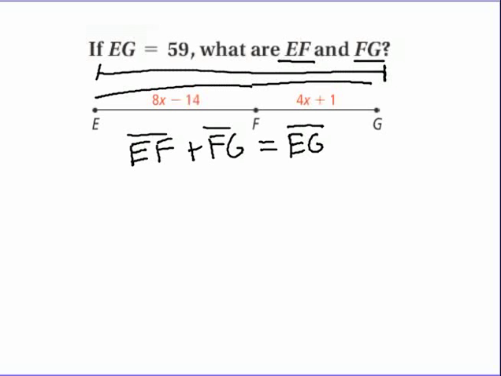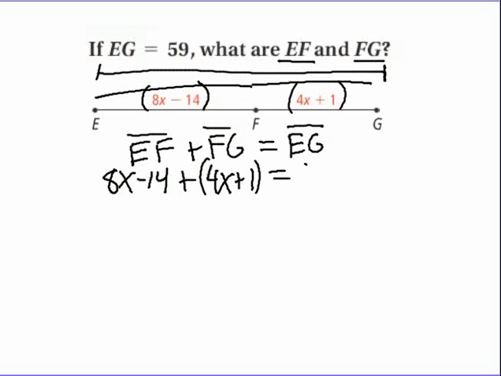Now I can go back and substitute. I know that EF has this expression. It's 8x minus 14. That's the length of EF. FG's length is 4x plus 1. I got that from right here. And then that whole thing, EG, I know is 59 because they told me. They just gave me that information up at the top.